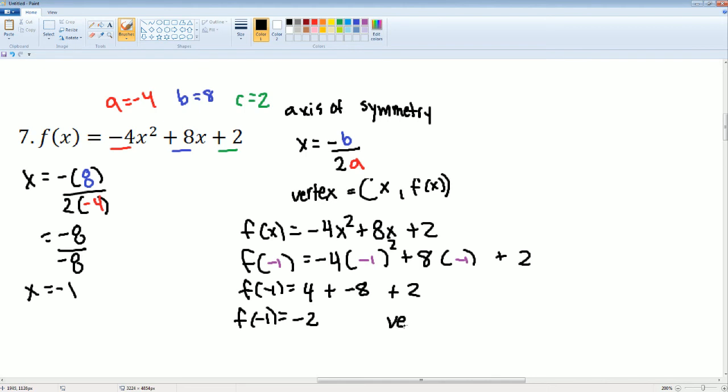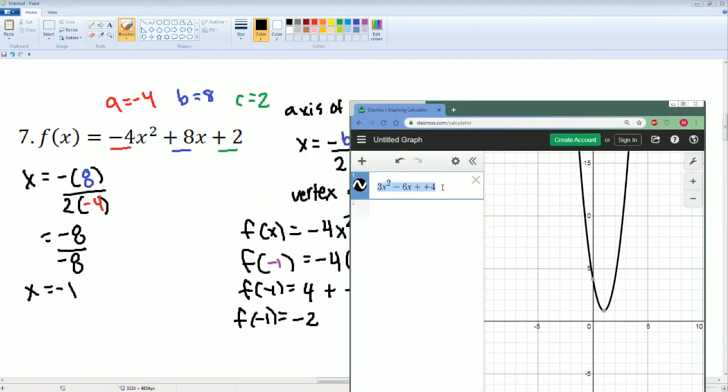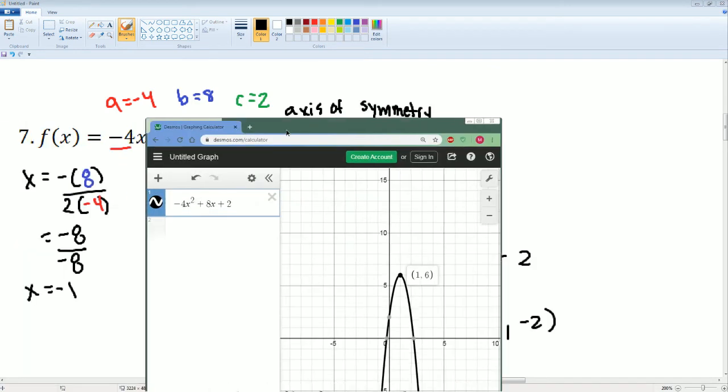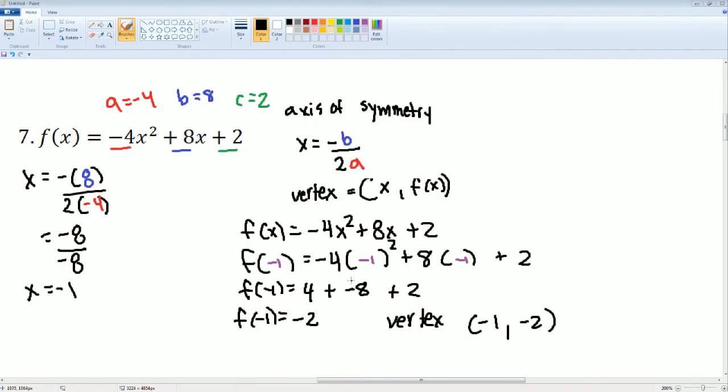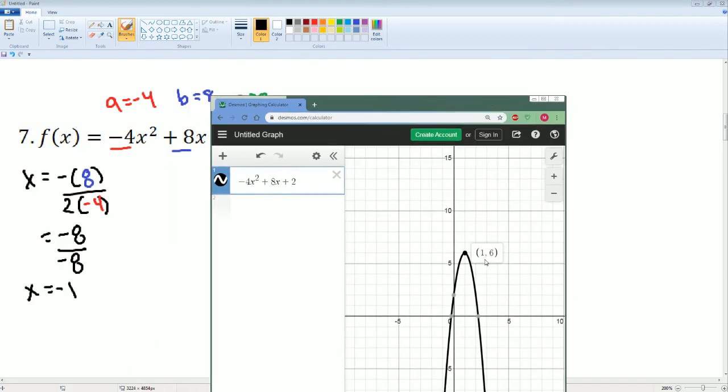So I'm saying the vertex here is what? X is negative 1, vertex is negative 2. Let's see if that's correct by grabbing Desmos. Negative 4x squared plus 8x plus 2. Am I right? Oh no, I'm wrong. It's plus 6. Something's wrong with the way I added here. Something's wrong here. The vertex here should be a positive 1.